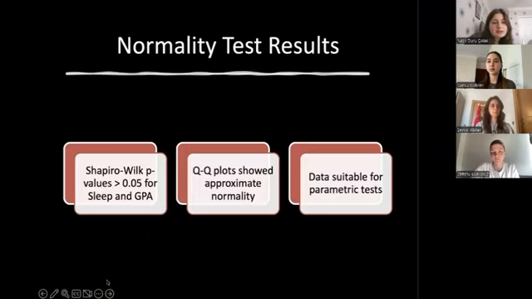Before performing statistical tests, we check the normality assumption. According to the Shapiro-Wilk test, both sleep duration and GPA are normally distributed. QQ plots also support this conclusion. Therefore, our data is appropriate for parametric analysis.